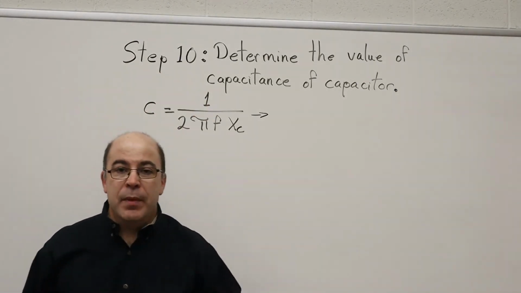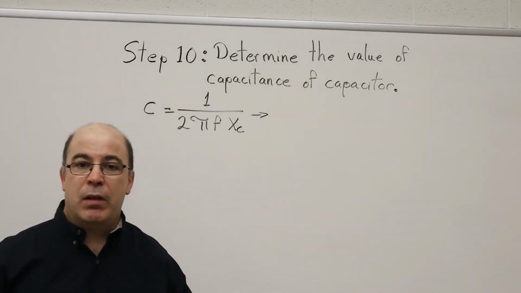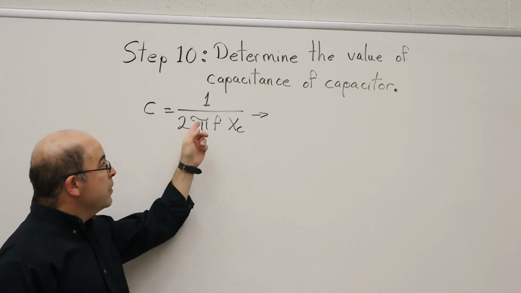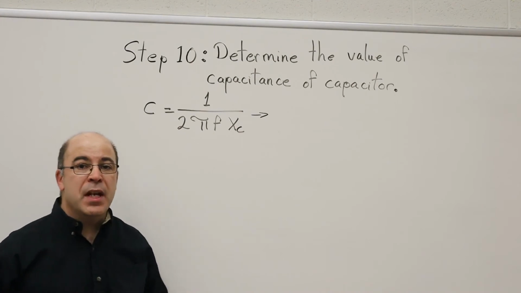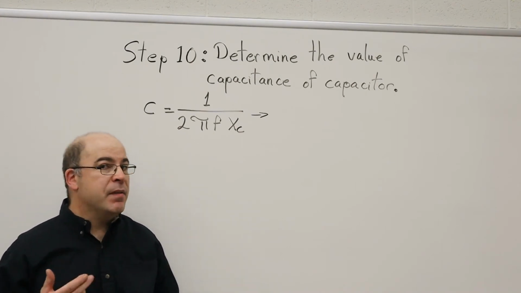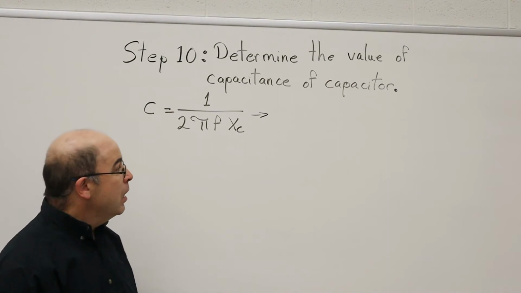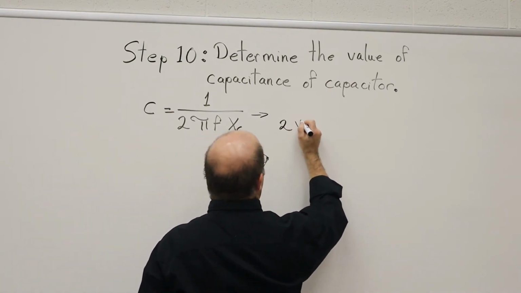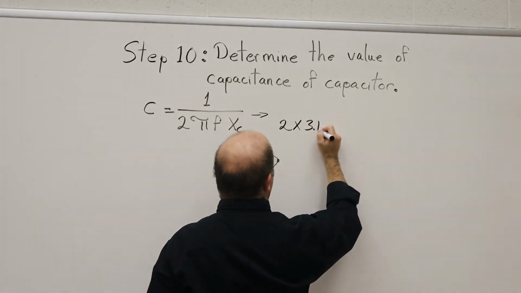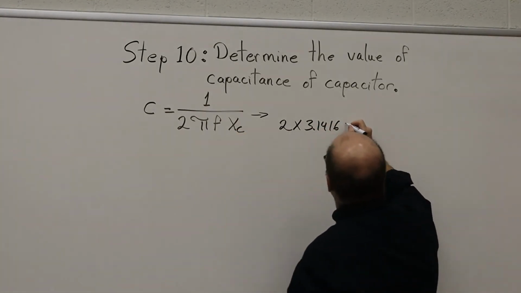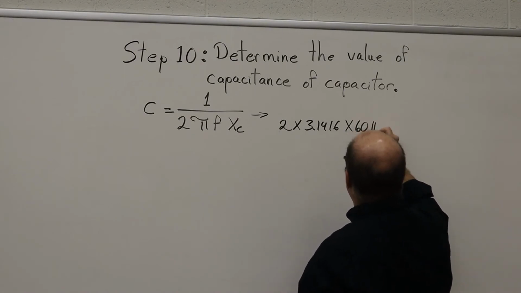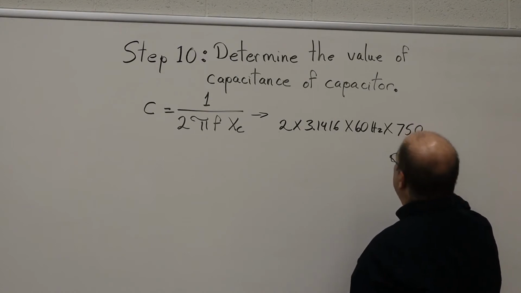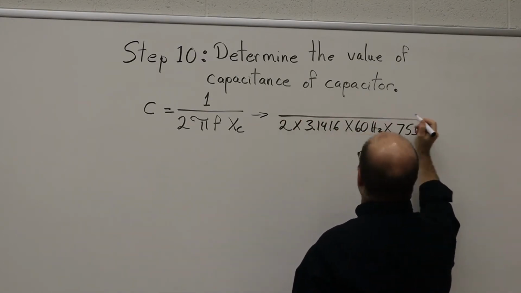Step 10, determining the value of capacitance for a capacitor. We're going to be using this familiar formula where it's the reciprocal, or 1 over 2 times pi times the frequency times the value of capacitor reactance. So let's write that out. 2 multiplied by the value of pi, 3.1416, multiplied by the frequency of 60 hertz, multiplied by the value of capacitor reactance, and then the reciprocal.